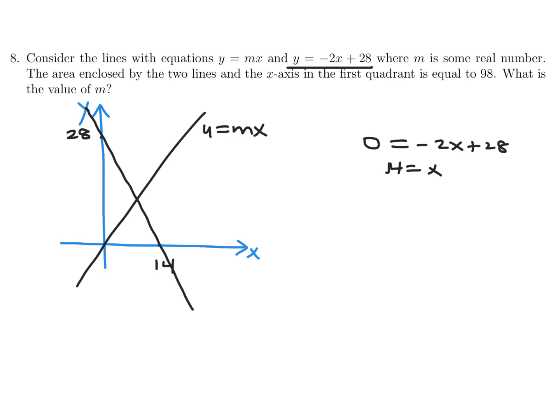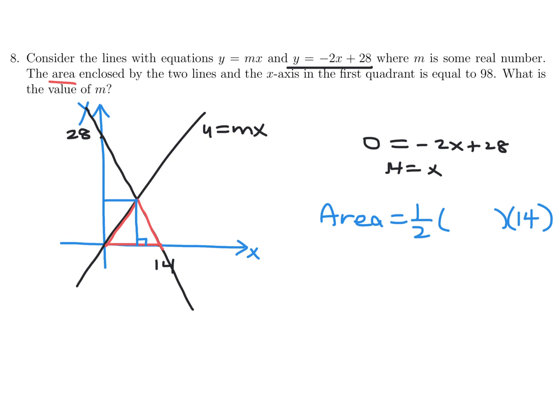So what do we want? We want the area enclosed by the two lines and the x-axis, so we basically want that triangle right here. Not a problem. The base is obviously 14, so the area of that triangle is 1/2 base times height. The height is the top to bottom distance, which is the y-coordinate of the intersection point of those two lines.